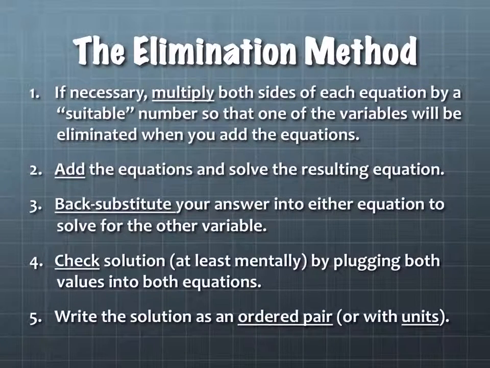Step 3 is to back substitute to find the other variable. Check the solution at least mentally. And then write the solution as an ordered pair or with units. So the parts at the end sound alike, right? It's just the way that we solve for the first variable that's different.